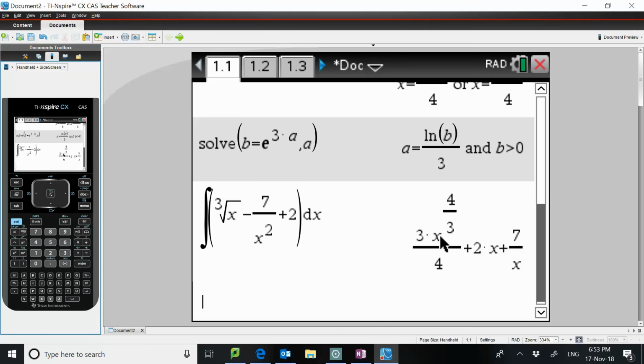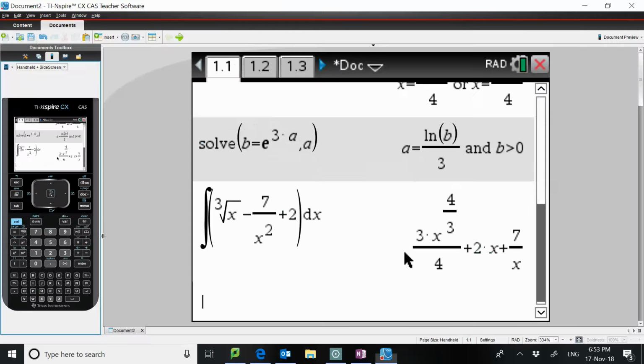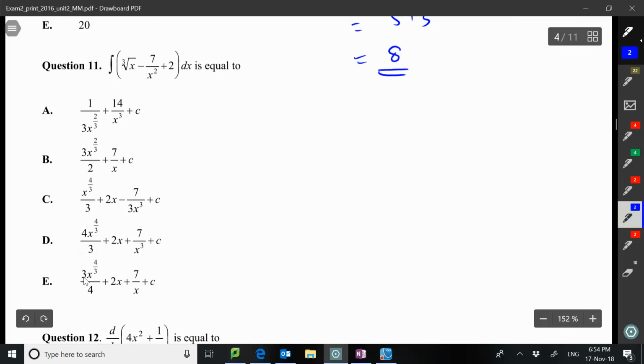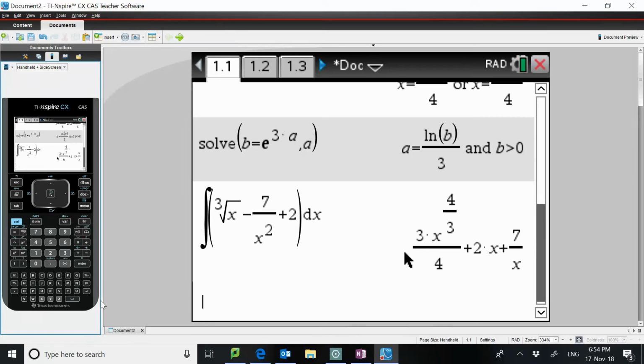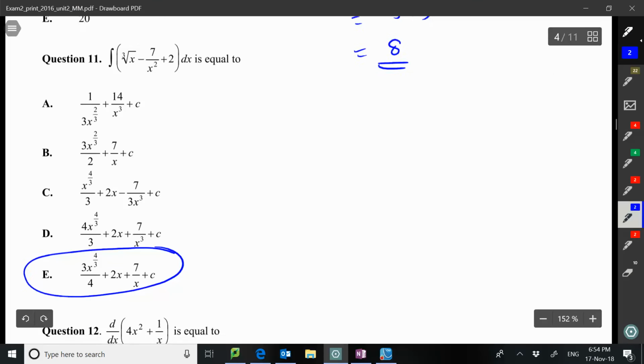I've got 3 quarters of x to the power 4 on 3. Do I see a 4 on 3? Yes, x to the power 4 on 3. Yes. No, it's the other one. 3x, so E is looking pretty good. E is the answer. There you go. Just use my CAS. Okay.